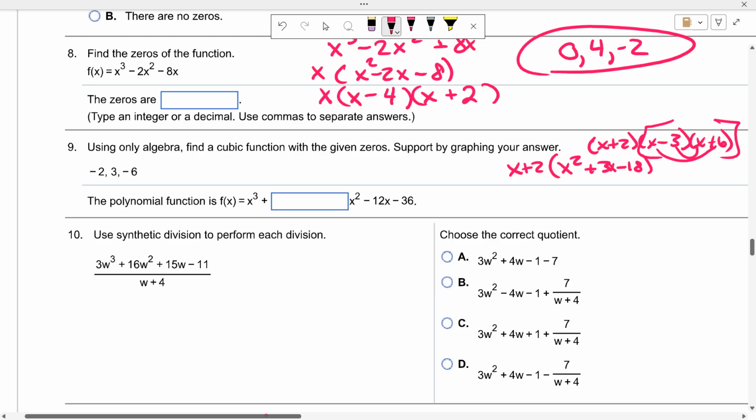Then multiply the x through and you get x cubed plus 3x squared minus 18x. Multiply the 2 through, it's 2x squared plus 6x minus 36. Add, you get x cubed plus 5x squared minus 12x minus 36. So the 5 is what we need.